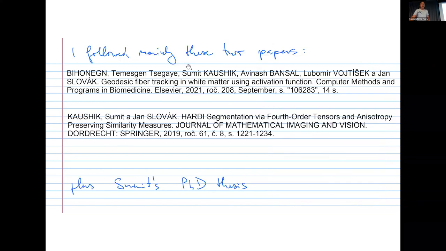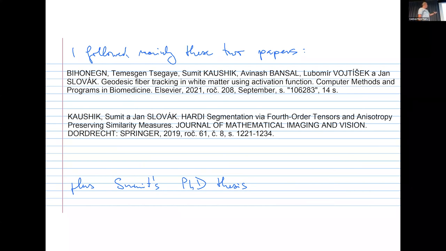And I followed mainly these two papers. I just want to point out that you see they are in no way in some typical mathematical journal, right? The first one was very recently published in Computer Methods and Programs in Biomedicine. It's in the first quartile section of journals, except in some completely diverse area. The other one is still visible in mathematics, but it's also in the first quartile in some other area, not in mathematics.